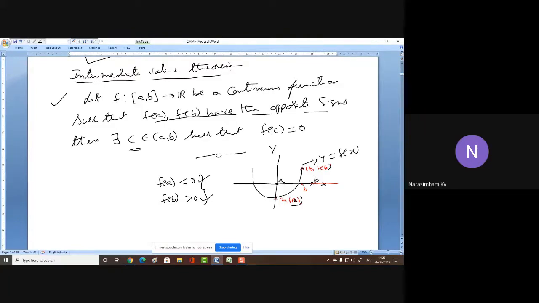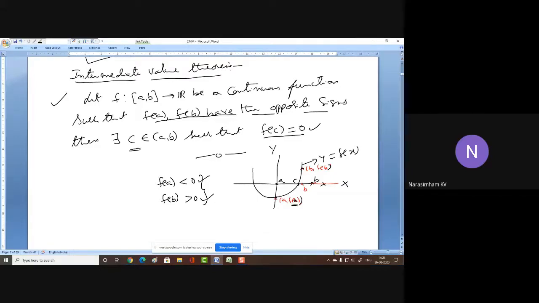Between A and B, what is the condition? f of C equals 0. C satisfies this equation. The curve intersects the x-axis because f of A is negative and f of B is positive. Our curve definitely intersects the x-axis at a point C. Now C is called the root of the equation.